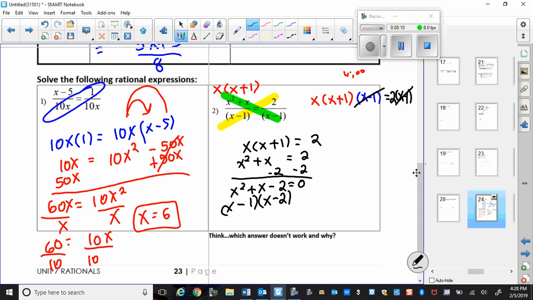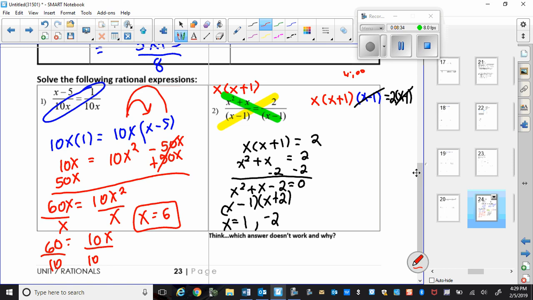I think that's right. No, x plus 2. So which one is right? Which one's correct? Using the factors, this first factor, I know that x equals 1. The second factor, x equals negative 2. So I need to check and see which one is extraneous.